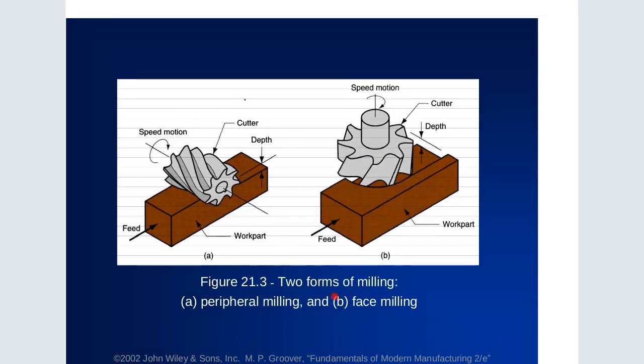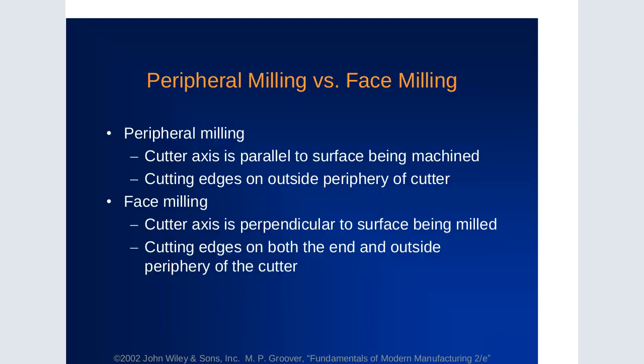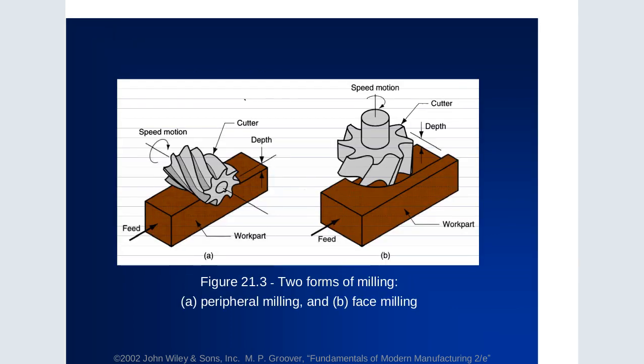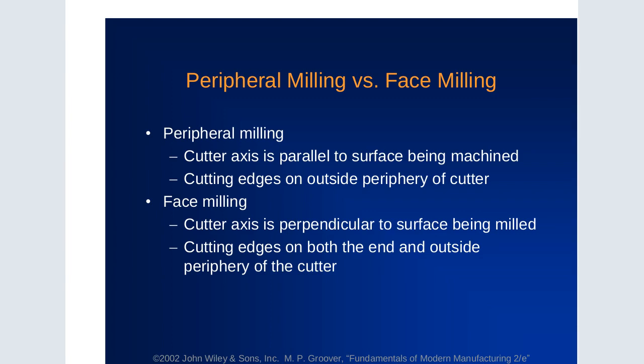And then we have the speed, and then two forms of milling. You can see this one is milling horizontally, this one is milling vertically, that is downwards. Peripheral milling versus face milling. Before we go there, I want you to see the difference. The peripheral milling is horizontal, like the one that was given, and then the face milling is milling on the top, that is on the surface.